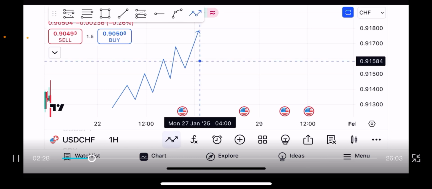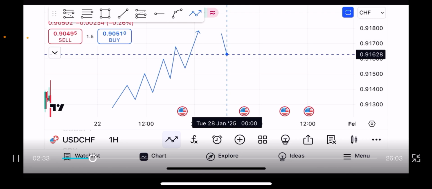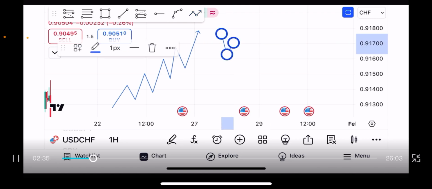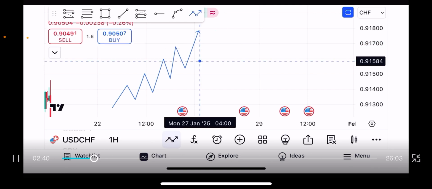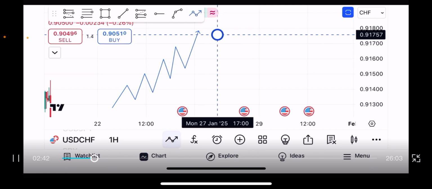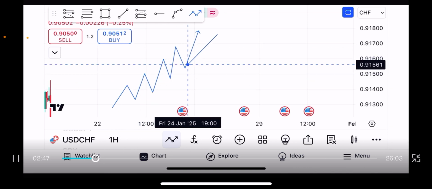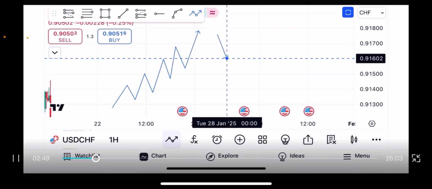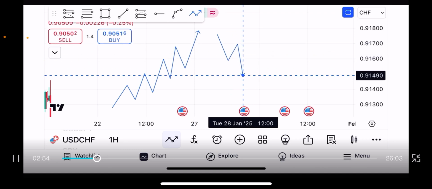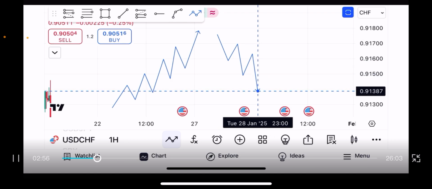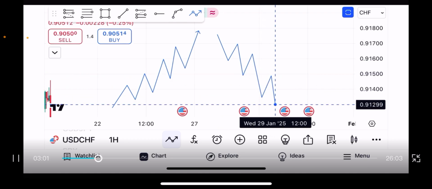You understand? Then for a downtrend, the market will be coming down like this, creating lower lows. It's the opposite of the uptrend, right? In this case, the market was giving us higher highs, higher lows, higher highs, higher lows. In this scenario, the market will give us lower low, lower high, lower low, lower high, lower low, right? Lower high and lower low.